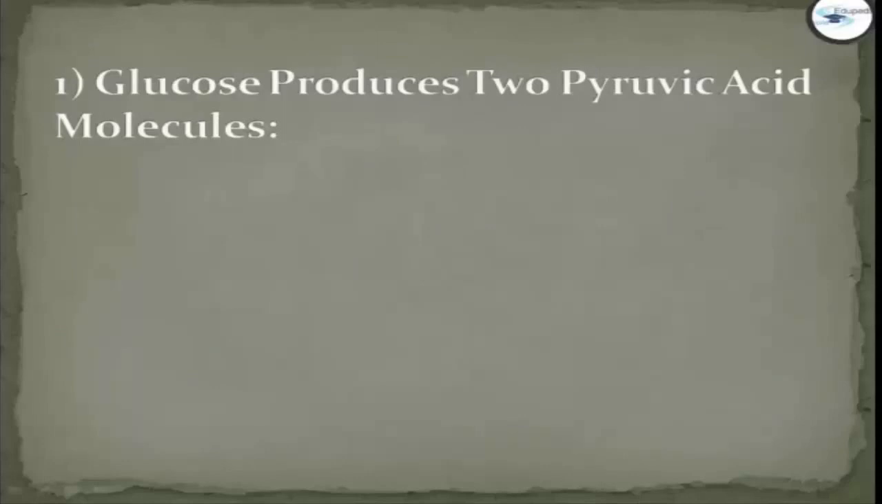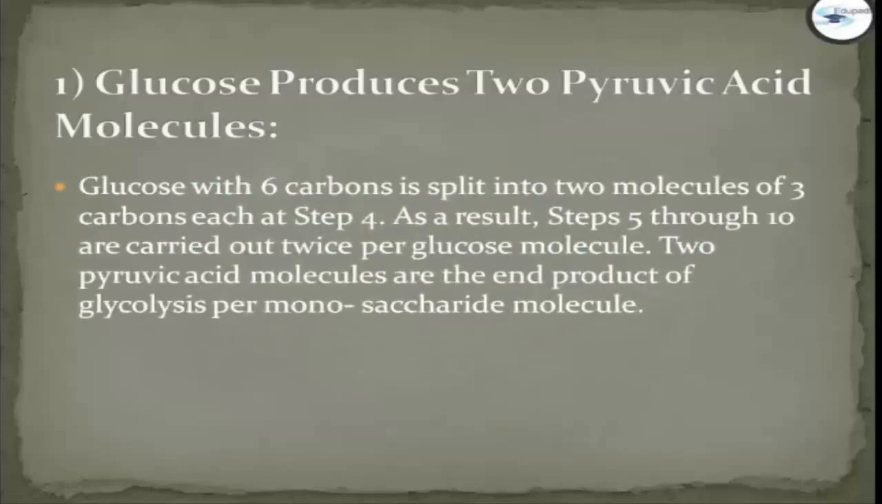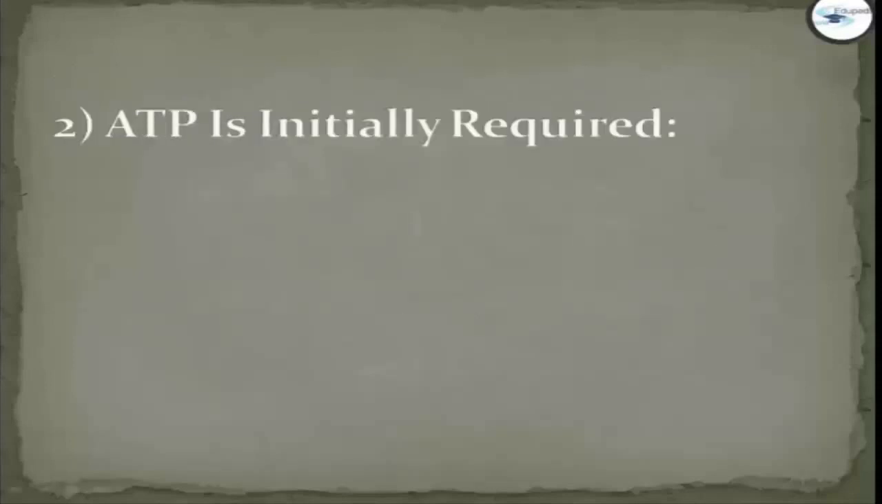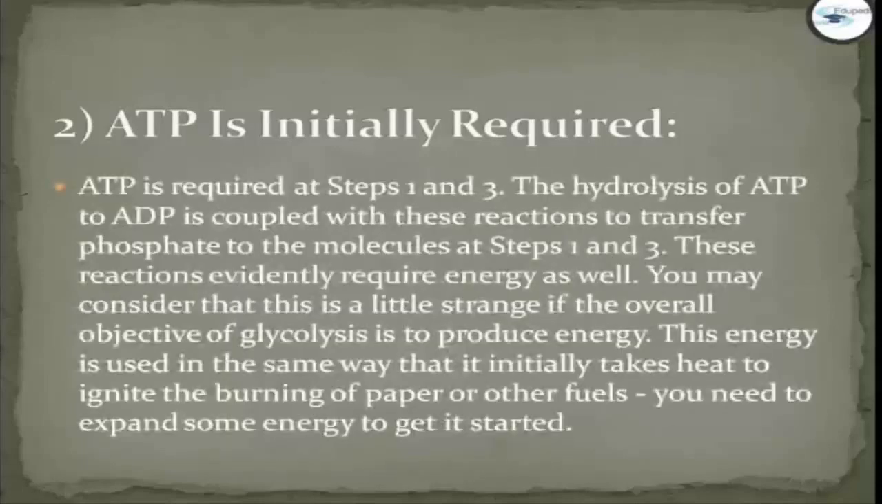First, we have that glucose produces 2 pyruvic acid molecules. As a result, steps 5 through 10 are carried out twice per glucose molecule. Second, ATP is initially required. In steps 1 and 3, the hydrolysis of ATP to ADP is coupled with these reactions to transfer phosphate to the molecules at steps 1 and 3.